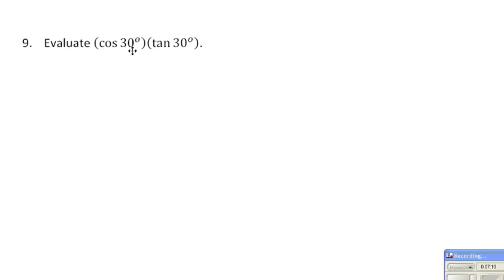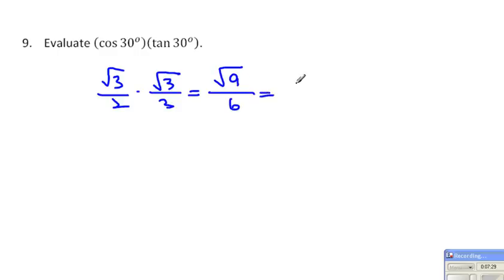Alright, now, cosine of 30 degrees. If you remember the chart, this one was equal to radical 3 over 2, where tangent of 30 degrees was in fact radical 3 over 3. Now, if you multiply them together, we end up getting radical 9 over 6, which simply is equal to 3 over 6. Now, when you simplify this one, we end up getting 1/2 as our answer.